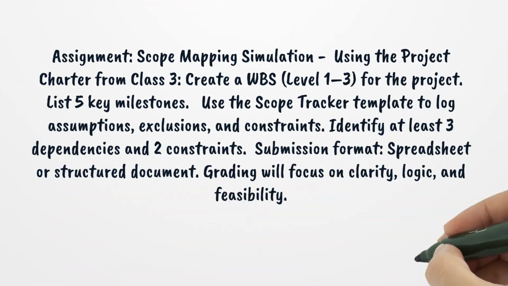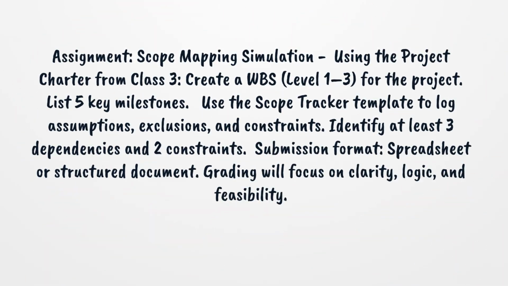Assignment, scope mapping simulation. Using the project charter from Class 3, create a WBS, level 1 to 3, for the project. List 5 key milestones. Use the scope tracker template to log assumptions, exclusions, and constraints. Identify at least 3 dependencies and 2 constraints. Submission format, spreadsheet or structured document. Grading will focus on clarity, logic, and feasibility.